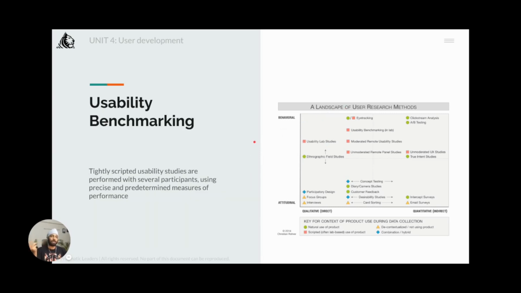Then comes usability benchmarking. So it's a very tightly scripted usability study which is performed with several participants, and एकदम precise होता है. यूजिबिलिटी स्टडीज बेंचमार्किंग इसी का बहुत एक्सपेंसिव भी होता है, that's why a lot of people don't do it unless we're talking about very large firms. So इसमें there's a precise script. A lot of people are called into the office and all of them are asked to do the same thing in the exact same manner, and then it is seen how exactly people are behaving or reacting to it.